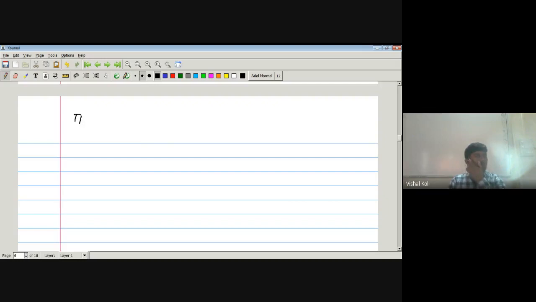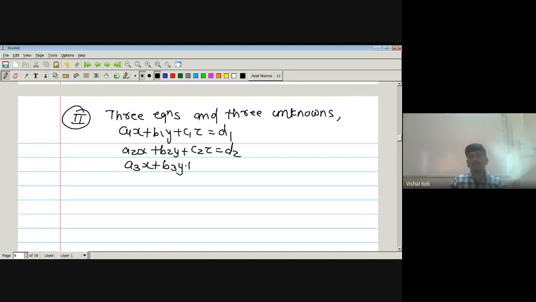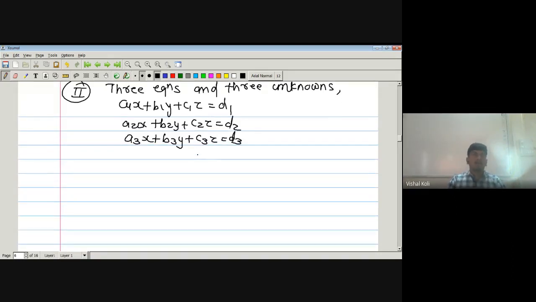Suppose we have three equations and three unknowns. These are a1x plus b1y plus c1z equal to d1, a2x plus b2y plus c2z equal to d2, similarly a3x plus b3y plus c3z equal to d3. So these are three equations with three unknowns. The unknowns are x, y, and z.